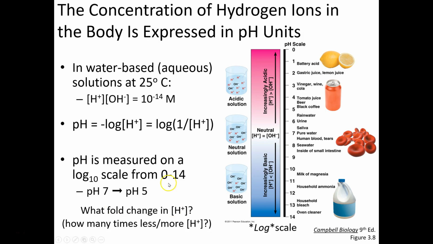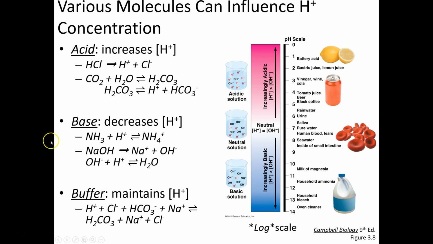And since we went 2 units, going from 7 to 6, it's a log scale, so that's 10 times. Going from 6 to 5, that's 10 times. So 10 times 10 is 100. So going from a pH of 7 to a pH of 5 gives me a 100 times increase in the hydrogen ion concentration. All right, so that's pH.